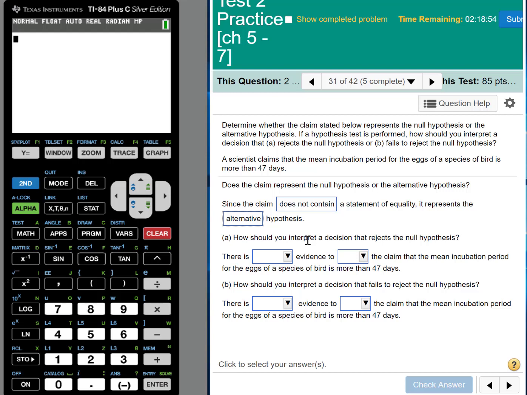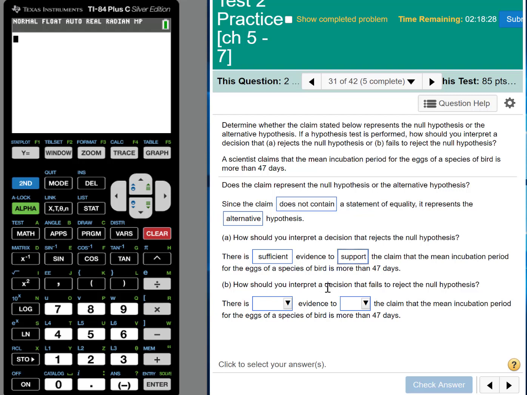Anytime you have an equal, greater than or equal, or less than or equal in the claim, then it is the null hypothesis. How should you interpret a decision that rejects the null hypothesis? If you reject the null hypothesis and the claim is not in the null hypothesis, it is in the alternative, you support the claim. So there is sufficient evidence to support the claim.